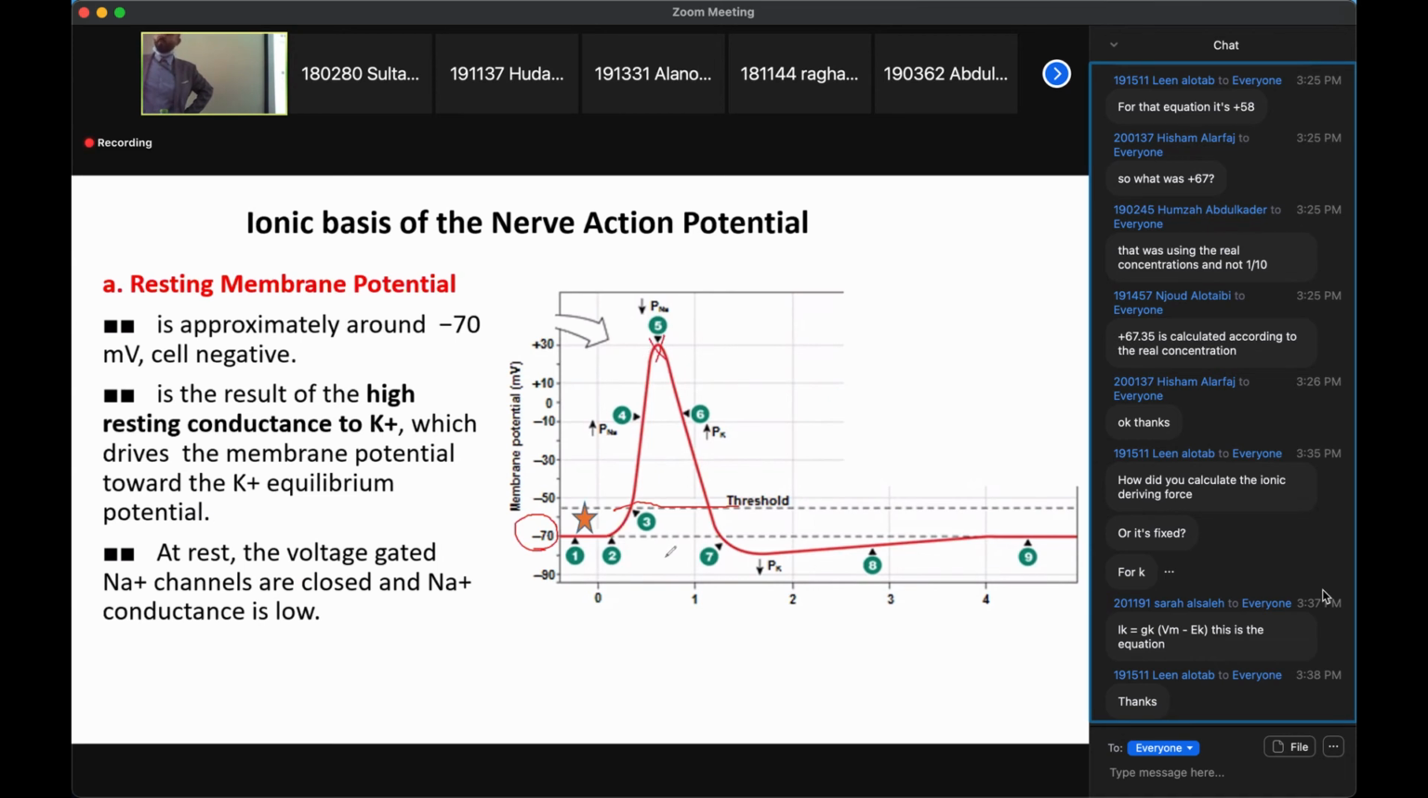Why? Because sodium voltage-gated channels inactivate at the overshoot. At the same time, there is an opening of the voltage-gated potassium channels. Opening of the voltage-gated potassium channels would enable potassium to go outside or inside? Outside. Why? Because of the huge ionic driving force, which, if you calculate it, would be positive, that would make the potassium want to take the membrane to the equilibrium potential for potassium.